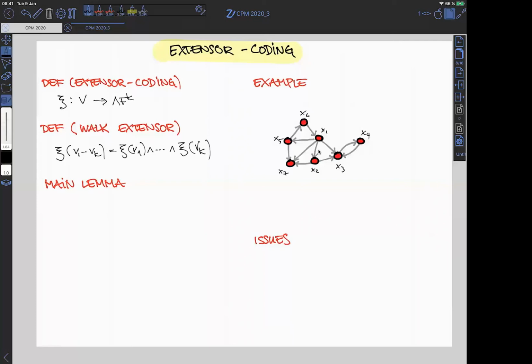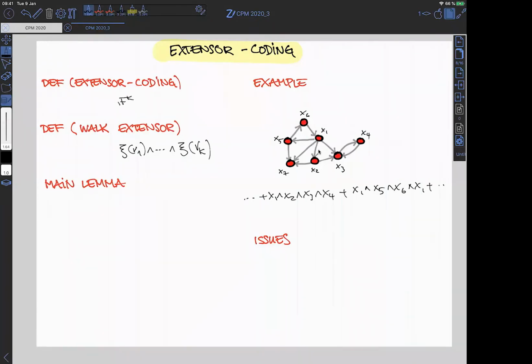Right, so in my example here, for instance, the walk extensor or the walk sum in the exterior algebra is going to be the sum of all walks in this graph. So for instance, x1 wedge x2 wedge x3 wedge x4, and there will be something like x1 wedge x5 wedge x6 wedge x1, and so on. There will be many more terms as in all our walk sums.